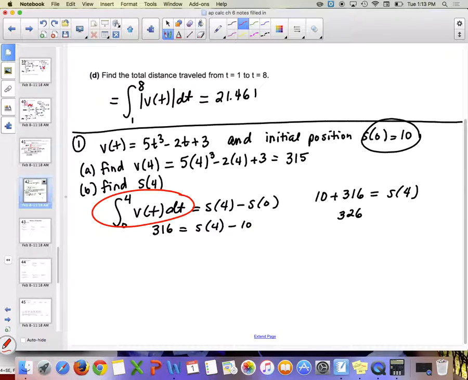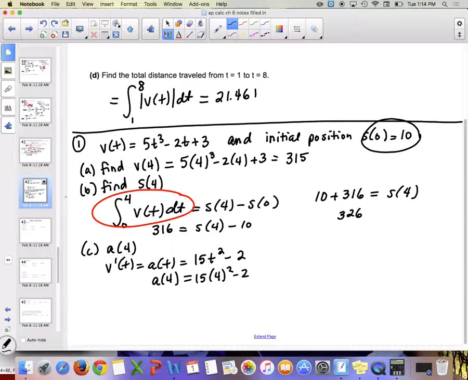Okay. What if I wanted like the acceleration at 4? What would I do there? Yeah, you'd find v prime, which is going to be your acceleration, right? So you would find 15t squared minus 2, and you would plug in 4. Is that 180, 16 times 15? No, 240. Okay, 240 minus 2, so 238.